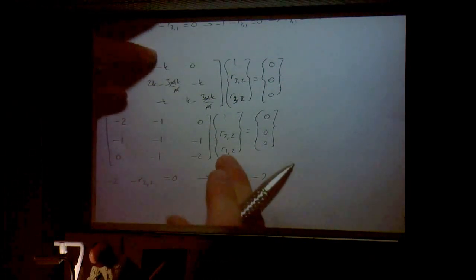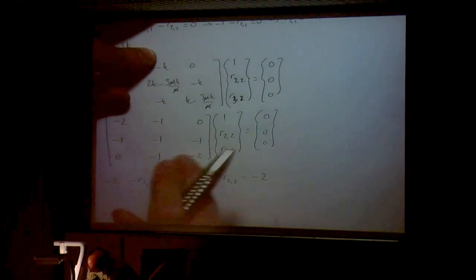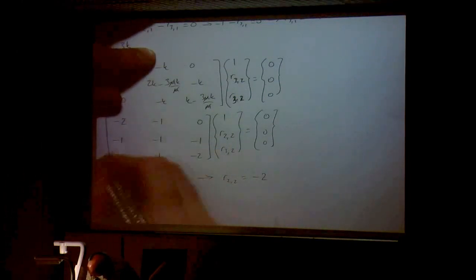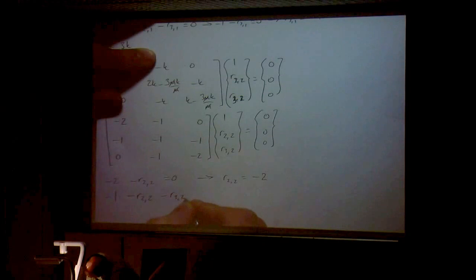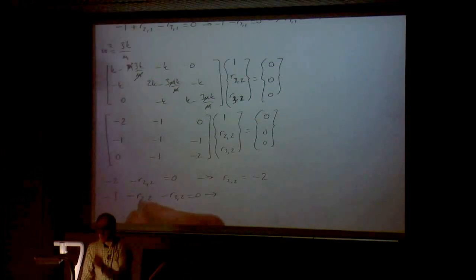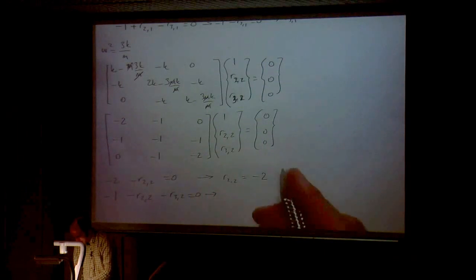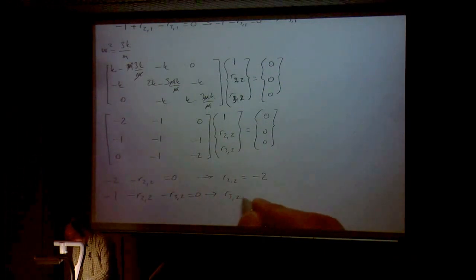And then to find the third one, we can either use the second line or the third line. Well, let's use the second line for no reason whatsoever. Minus R22, minus R32 equals 0. We know R22 is minus 2, so we've got minus 1 plus 2, which is 1, minus R32, so R32 must equal 1.